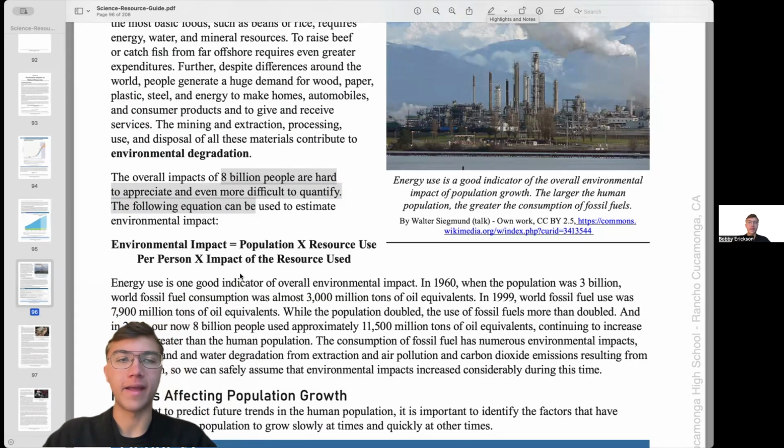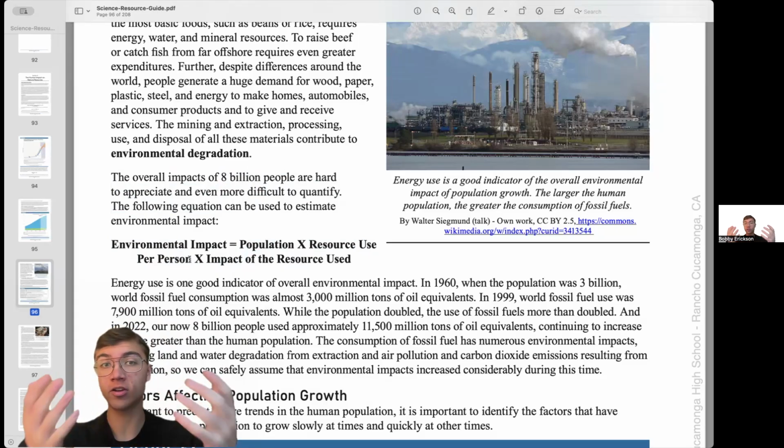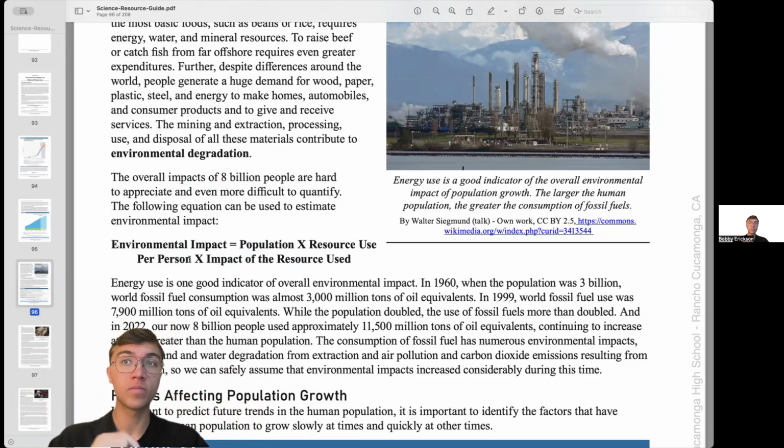That was nice. Okay, so environmental impact we were talking about, and how do we quantify this? Well, in a very basic way, at least to estimate, we say that the environmental impact equals the population times the resource use per person. So think about it: how many resources are we using in total? It's the population times however many resources each person is using times the impact of the resource used.